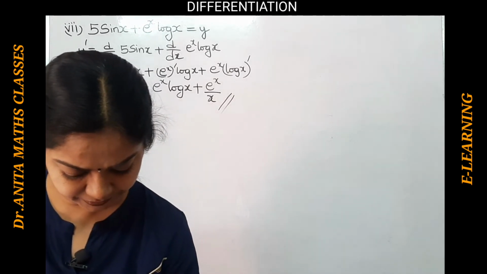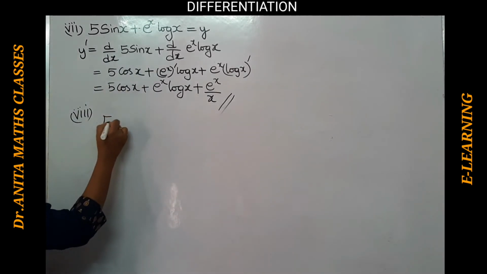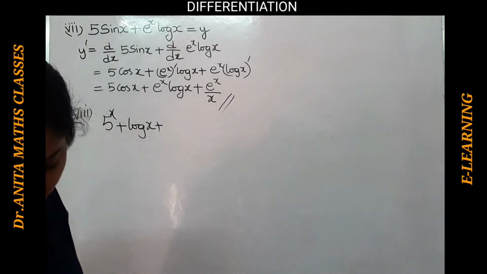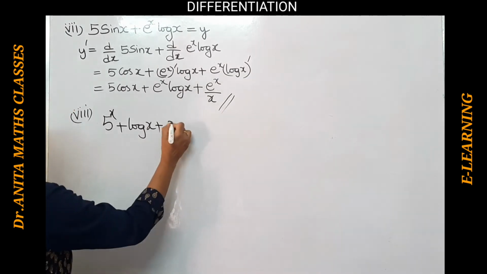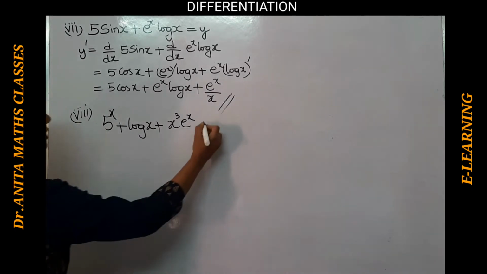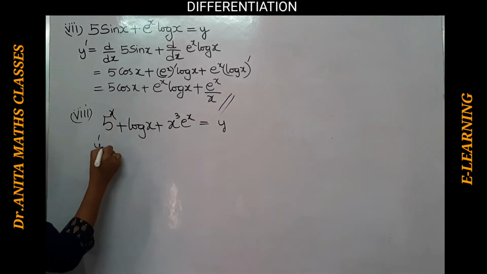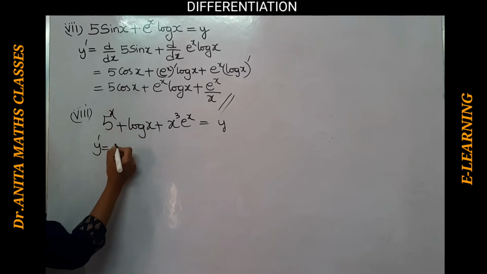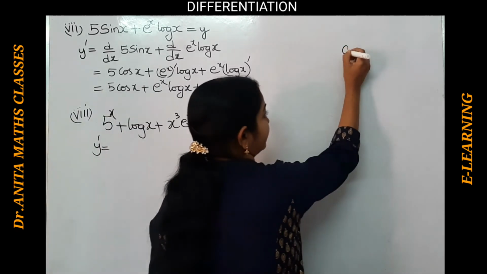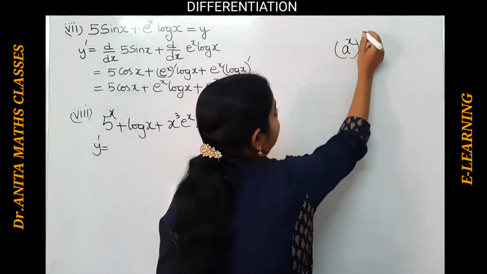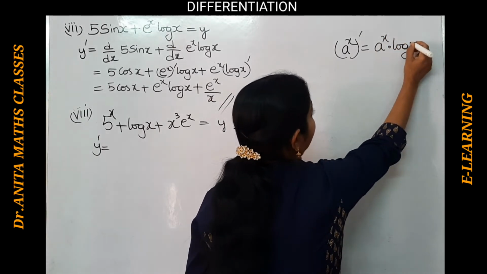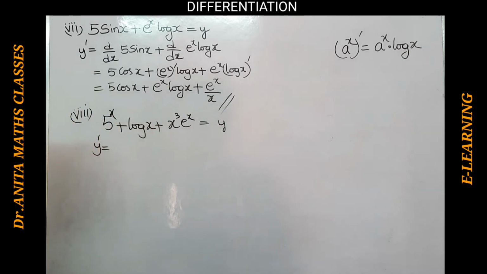It is 5^x log x plus, there is another function, x cube e to the power of x, from the textbook here. So let us do the derivative. Let me suppose this as y. So y dash is this function. The original is a to the power of x, and its derivative is a to the power of x into log a. Okay. So that is the derivative of a to the power of x.